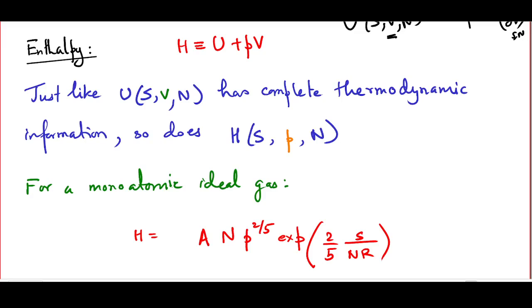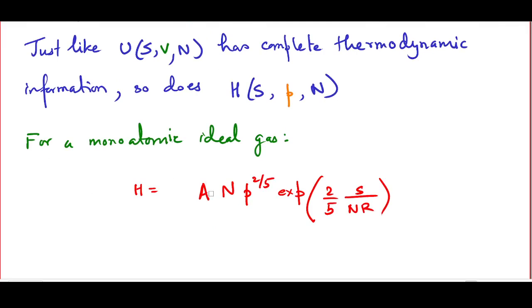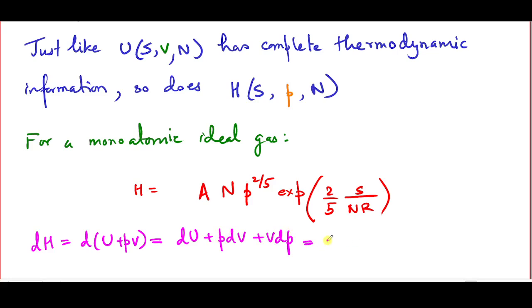Let me remind you, and this is also something that we discussed in the last lecture, that the differential of H, that is differential of U plus PV, is of course dU plus PdV plus VdP, and as we had learned in the last couple of lectures actually, dU is given by TdS minus PdV plus mu dN.